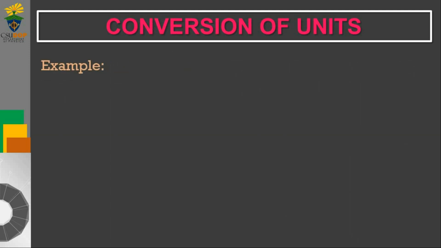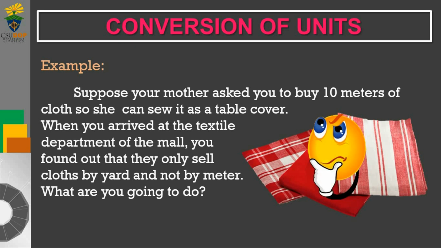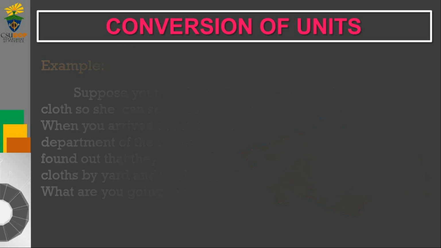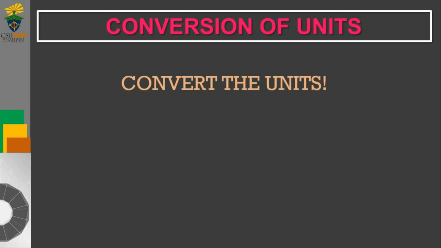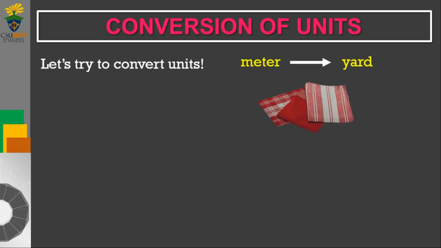Let's have this sample problem. Suppose your mother asked you to buy 10 meters of cloth so she can sew it as a table cover. When you arrived at the textile department of the mall, you found out that they only sell cloths by yard and not by meter. What are you going to do? Simple. We convert meters to yards. To convert between units, you're usually given one measure and asked to convert to another measure. In this case, the given unit is in meter, and we are to convert it to yard.